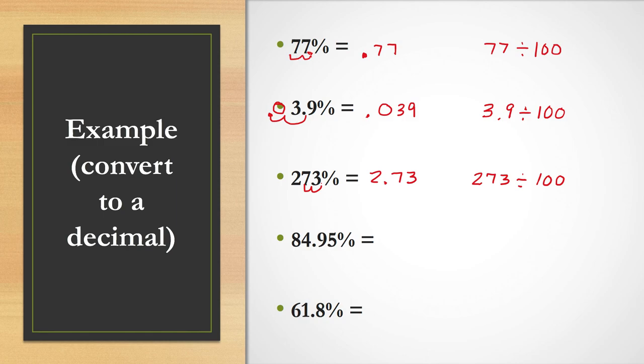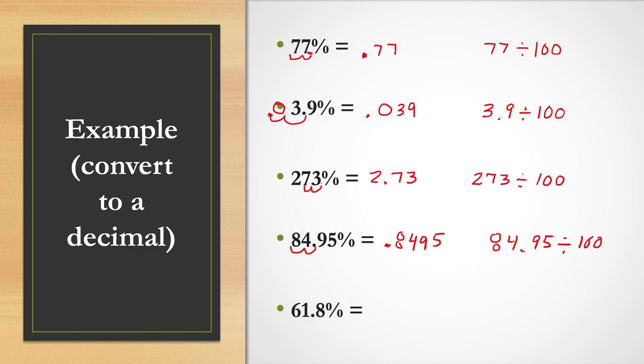All right, what about 84.95%? Move the decimal 2 places to the left. It'll start in front of the 8. Or if you want to use your calculator, you're going to say 84.95. That's the original number. And then we're going to divide by 100 on your calculator. You can get the same answer that way.